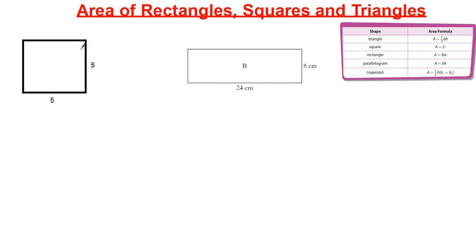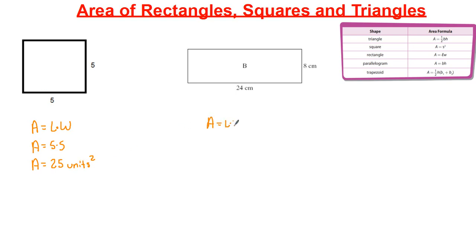We can see here that this is a square. So make sure to write out your formula for every single problem. Area is equal to length times width, or base times height, whichever one. So area is equal to 5 times 5, simple enough. Area is going to be equal to 25. It doesn't have the units here, so I'm just going to write units squared, because this is a square unit.